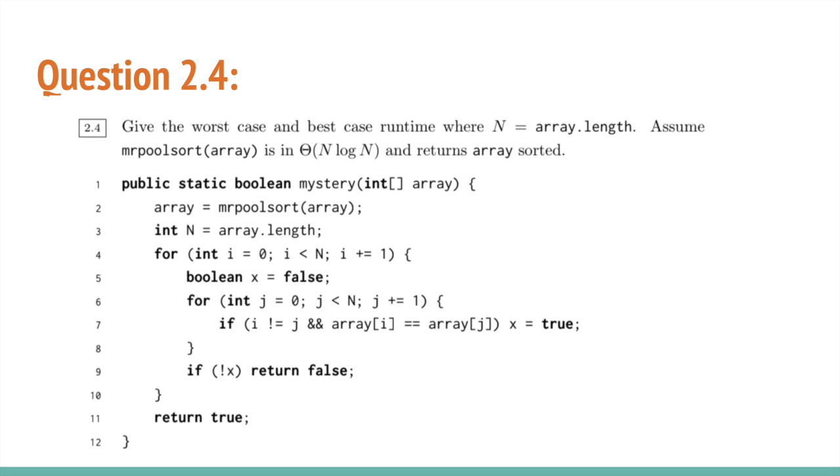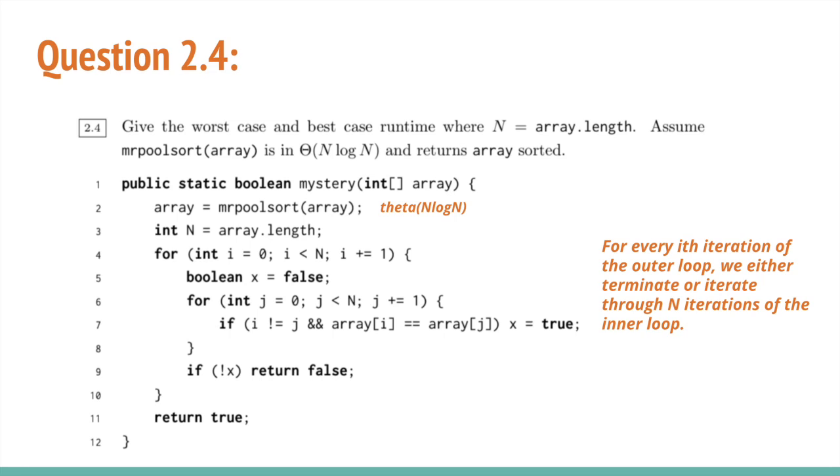In question 2.4, we are asked to give the worst and best case runtimes where n is the length of the input array, and Mr. Poole's sort has a runtime of theta n log n. So going through this function, we have the initial call to the sorting procedure, and then a double for loop, in which for every ith iteration of the outer loop, we either terminate or iterate through n iterations of the inner loop.